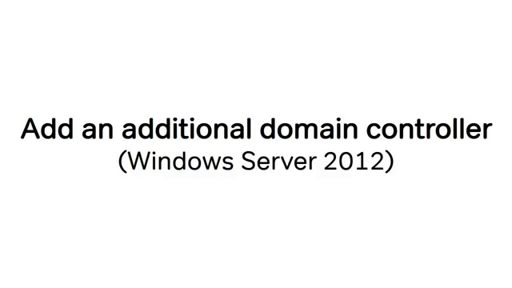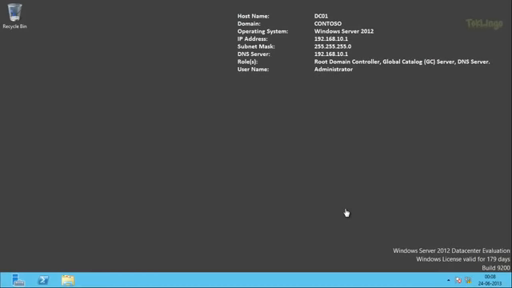Hello everyone. In this video I'm going to show you how you can add an additional domain controller to an existing domain. Every Active Directory domain should have more than one domain controller, or a minimum of two domain controllers, for high availability reasons. In our scenario, we only have one domain controller for our domain, the root domain controller, DC01. So we'll add an additional domain controller for our domain Contoso.